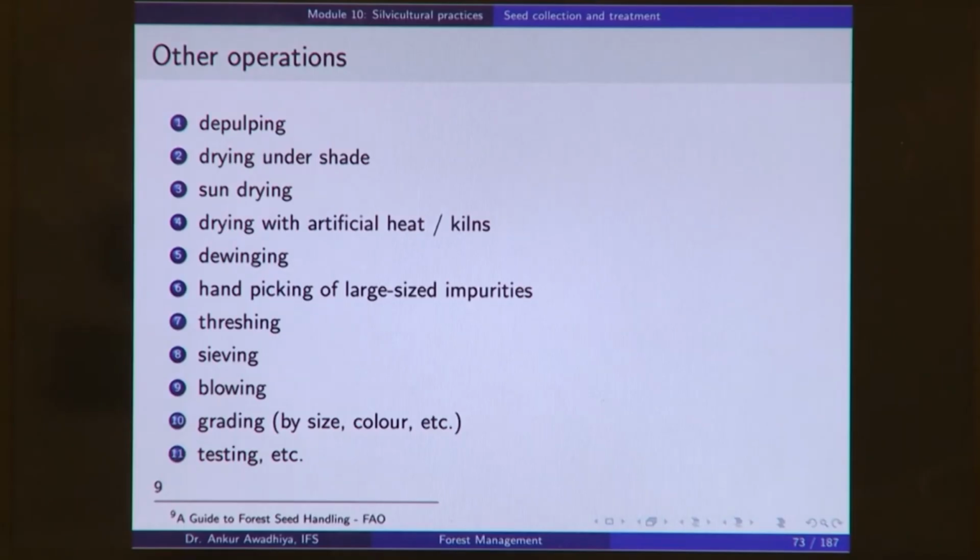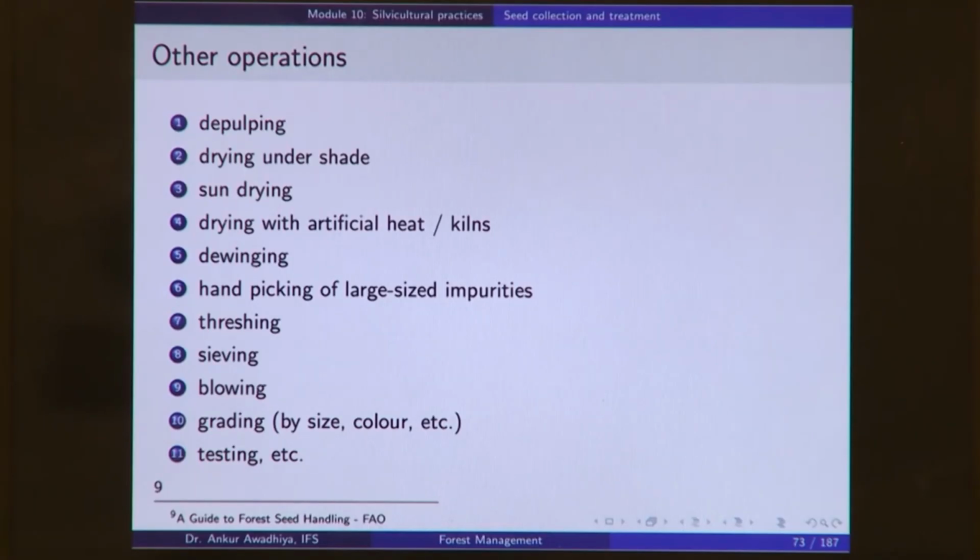Now, after you have gotten your seeds, the next stage is to dry them. This drying can be done under shade or exposed to the sun, or done in an artificial kiln or a dryer machine. Depending on the species and the seeds, you can go with one or more of these options. For those seeds that get damaged by exposure to direct sunlight, you will go with drying under shade or drying in an artificial kiln.